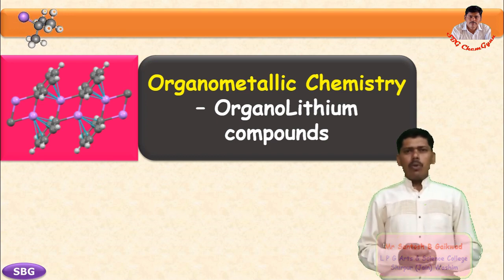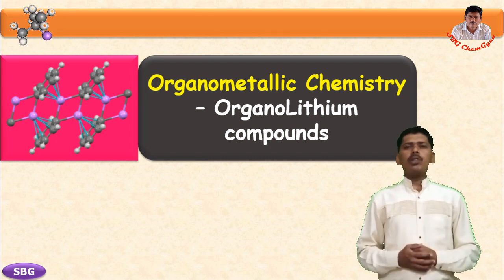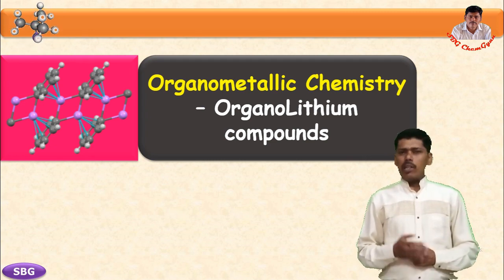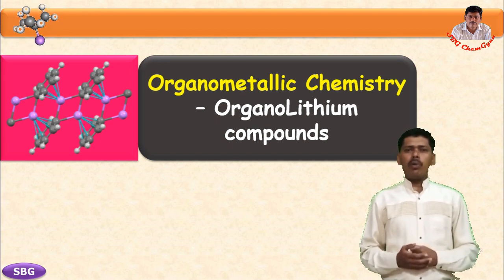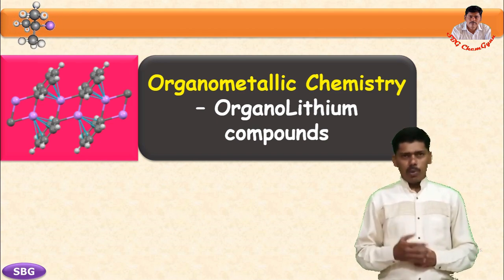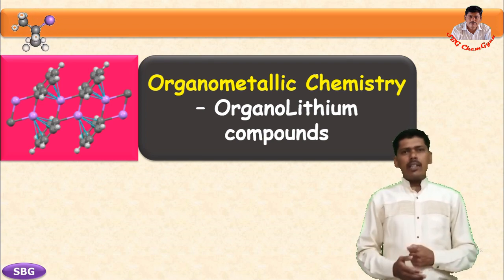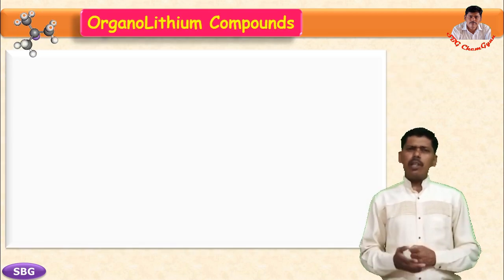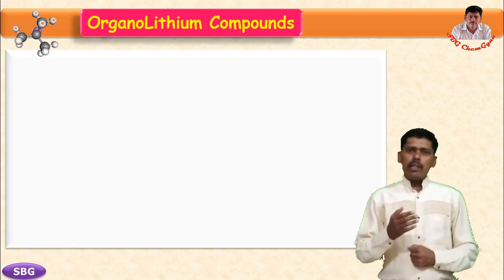In the previous lecture, we studied organometallic chemistry. In that topic, we specially focused on one of the most important organometallic compounds, that is, organomagnesium compounds. In this lecture, we are studying another important organometallic compound, that is, organolithium compounds. In this topic, we study its synthesis and its reactions with different reagents. Before we start in depth, we have to know what an organolithium compound is and its reactivity.